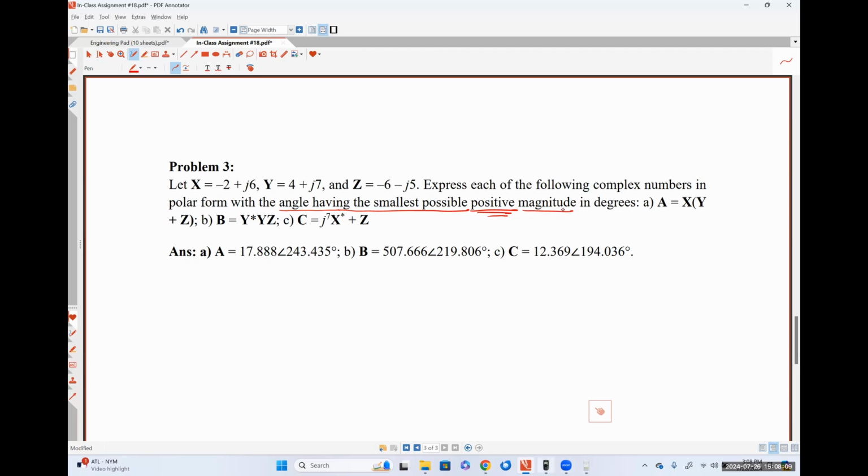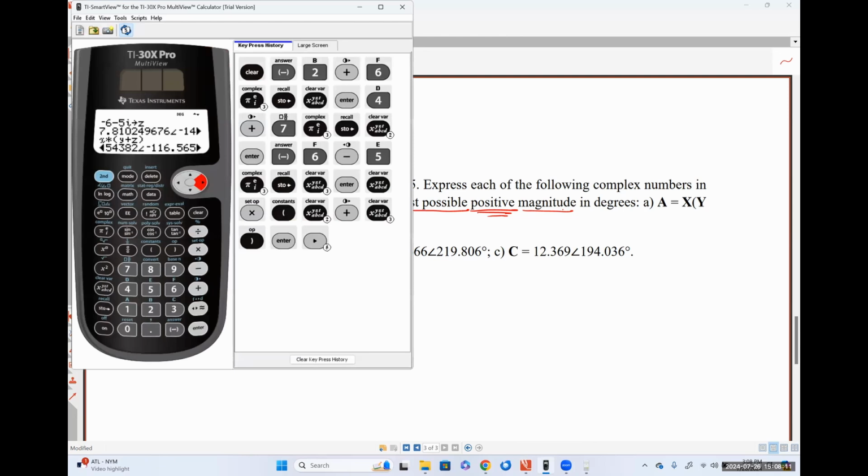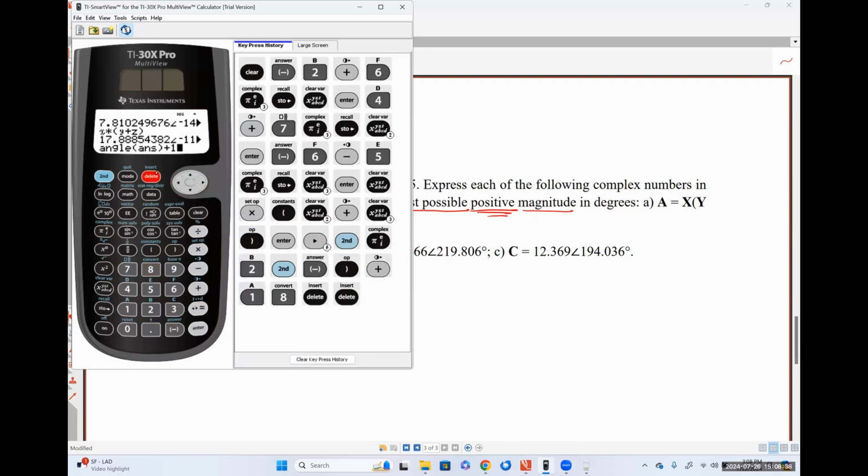So what we can do, we know that our magnitude is right, but if we want a positive angle, I'm going to do second complex. Option 2 here is just going to give me the angle of our prior answer. And then I'm just going to add 360 degrees, excuse me, to go around the circle. And that gives us the answer, the angle that we're actually looking for.